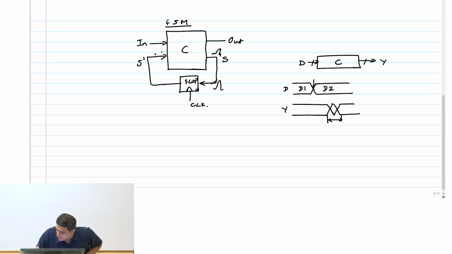So the earliest time at which data can change is basically called contamination delay. This we did earlier, even for NAND and all that. We said there is a contamination delay, which means the earliest, smallest delay. Largest delay is called propagation delay. So maybe I'll draw this in red. TCD. This arrow mark going from here to here says that it's the transition between D1 and D2 that caused my output Y to start changing.